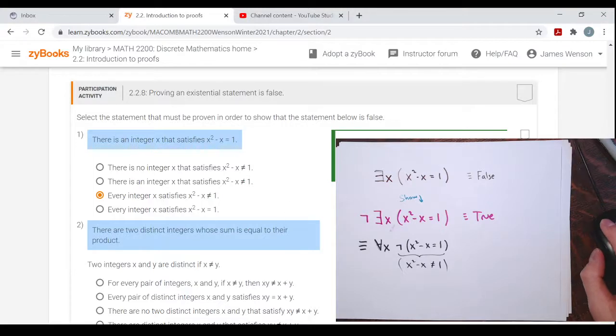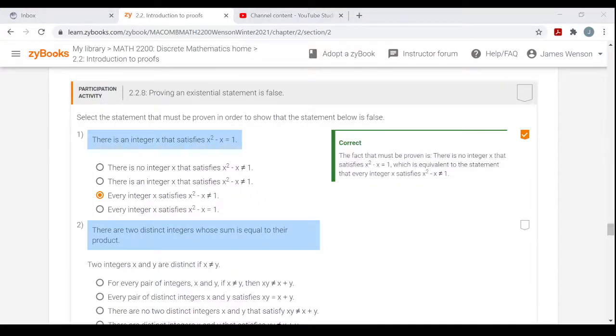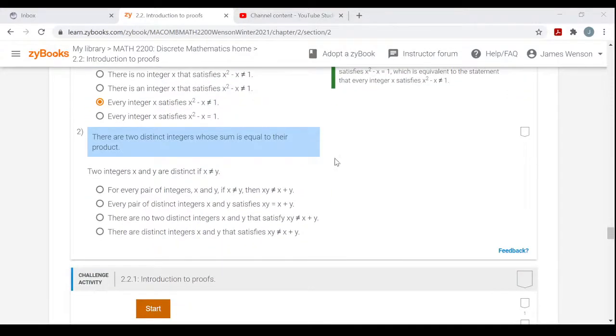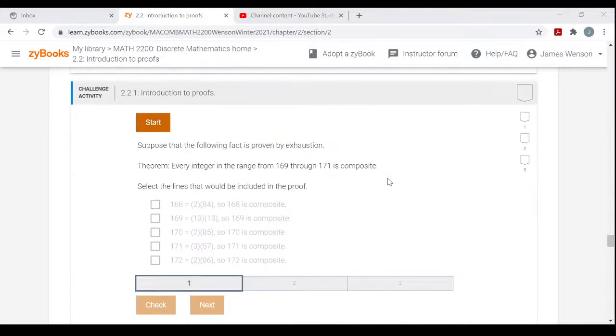All right, and you see the correct come up. And I'll let you look at the last one. All right. Then you got the challenge activity. Starting with this one.